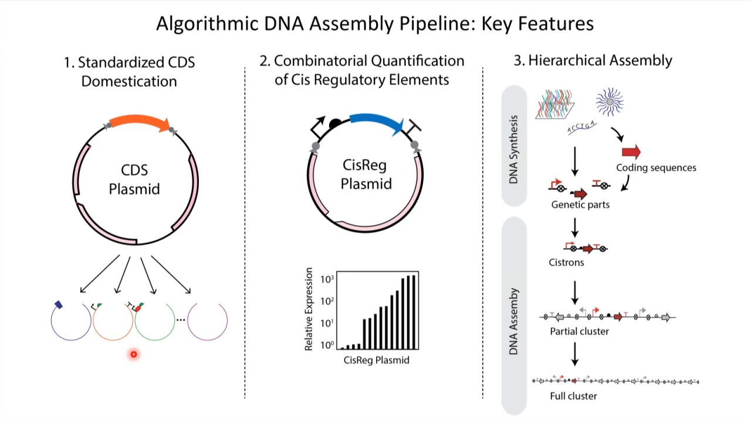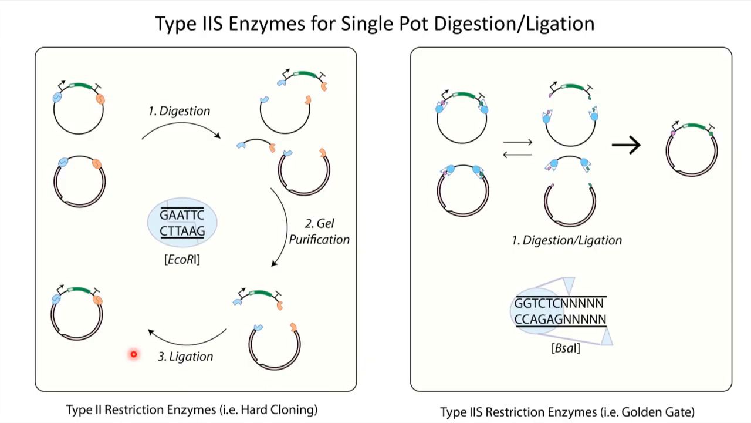And I mentioned early on in the talk that I wasn't going to get too much into the nuts and bolts of DNA assembly methods, but I lied. I have this one slide that I threw in at the end at the request of the sponsors to compare and contrast some of the advantages of using type 2S restriction enzyme cloning reactions versus type 2 cloning reactions.